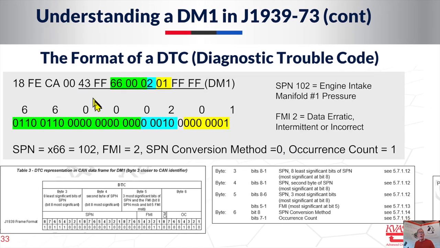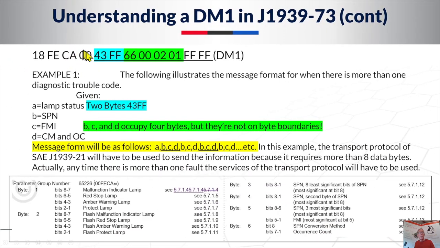Let's go back and figure out what these first 2 bytes were. This little cutout of J1939-73 shows a DM1 and its format. We've got A, B, C, and D identified. A is lamp status. That's the first 2 bytes, in this case 43FF. That shows you what lamps are on, off, blinking, clear, whatever, according to this data down here.